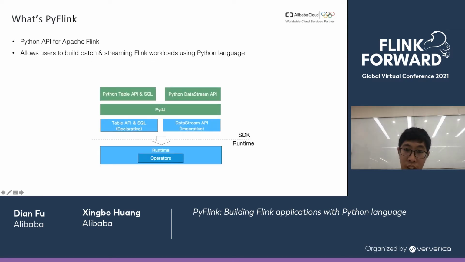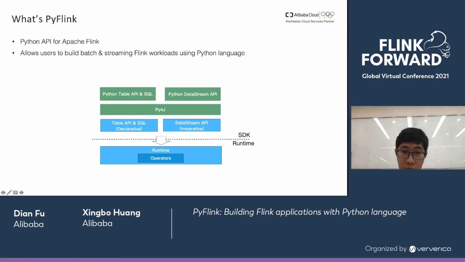As shown in the figure, PyFlink is divided into two parts. One is the SDK part, the other is the runtime part. The PyFlink SDK gives users the ability to write a Flink job in the Python language. The Python SDK can also be divided into two parts. One is the Python Table API and SQL. The other one is the Python DataStream API. They correspond to Table/SQL jobs and DataStream jobs, respectively.